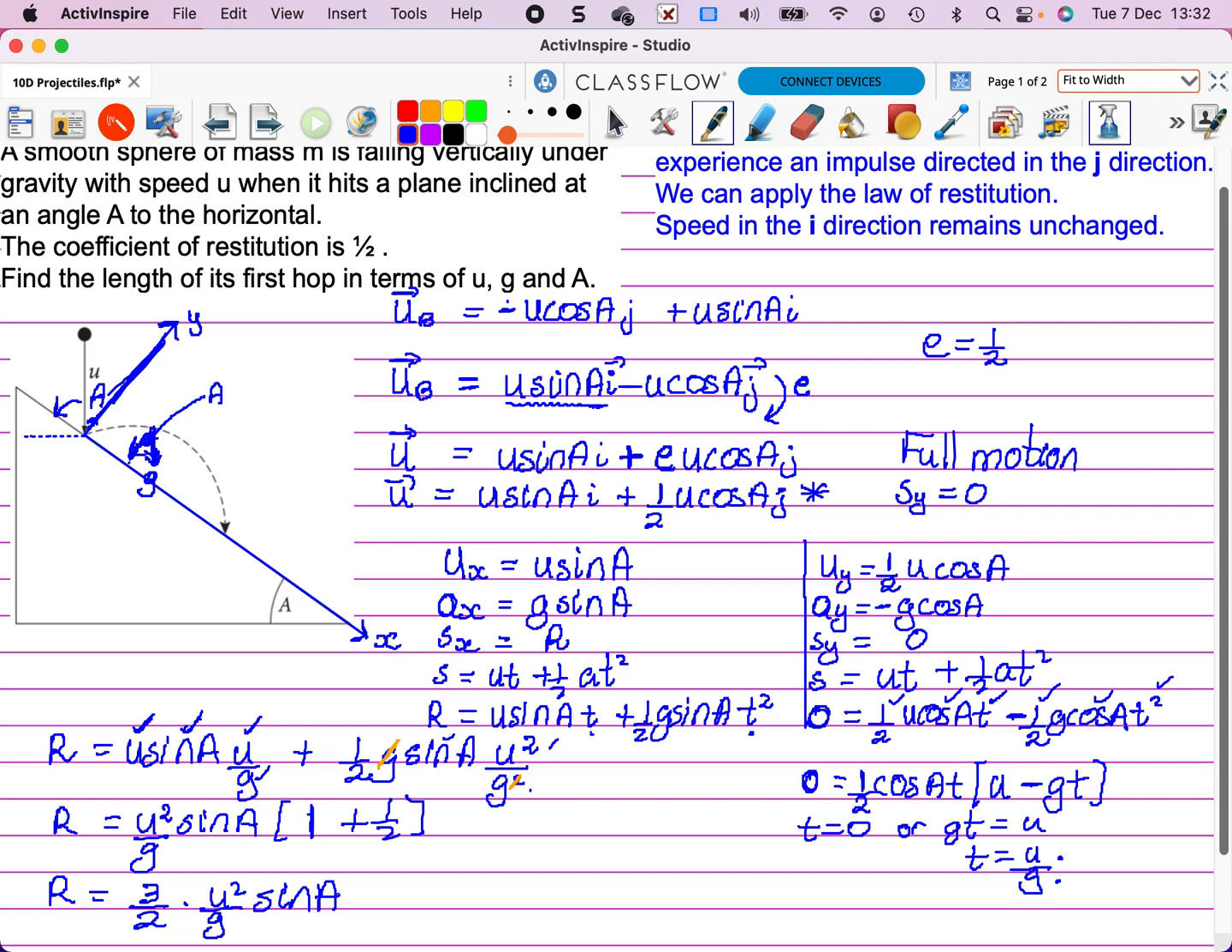Now, please study this example, make sure you understand it, and we're going to apply it in the next lesson. So all I want you to do is study this example, make sure you understand it, and then we'll use the next lesson to apply it.